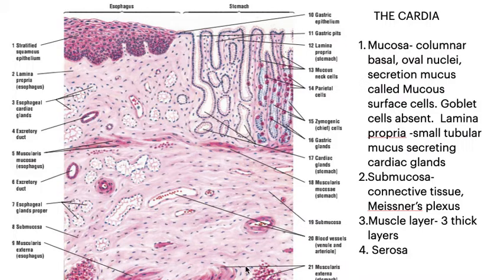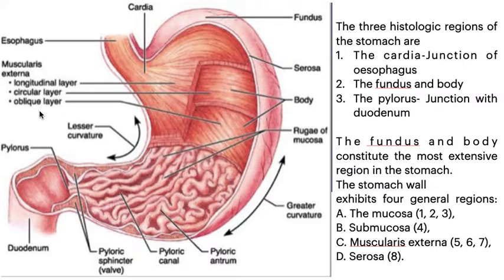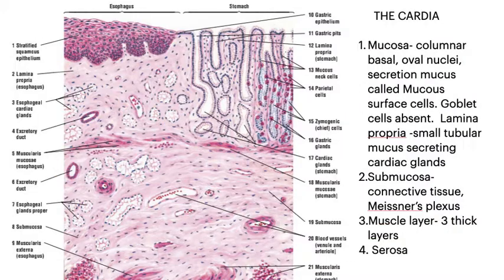Coming to the submucosa over here, it contains basically connective tissue and the Meissner's plexus, compared to the excretory gland and the esophageal glands proper present in the submucosa of the esophagus. The muscle layer is three thick layers, as you can see over here. Innermost oblique layer, circular middle layer, longitudinal outermost layer. Since the stomach is a highly muscular organ, the muscularis externa has three layers. The outermost layer is the serosa, simply because the stomach is a complete intraperitoneal organ.